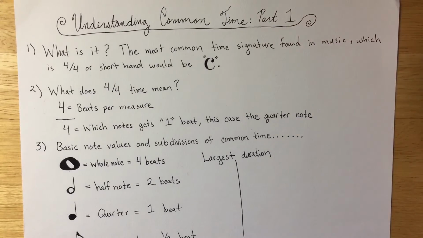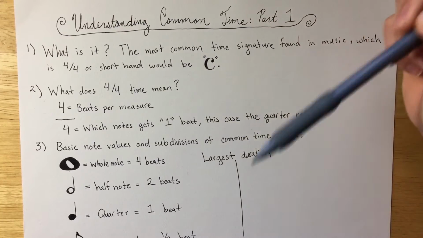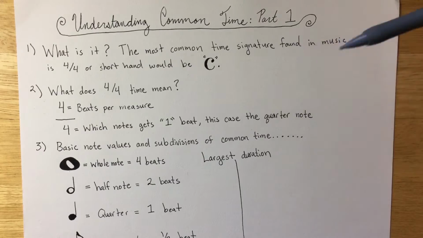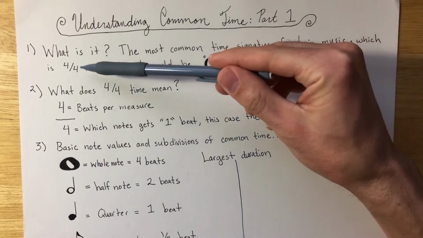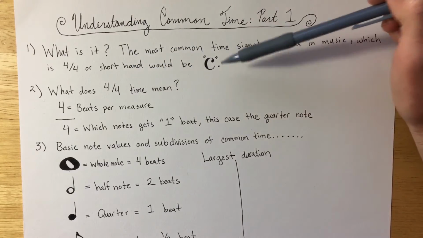The first point I want to talk about is number one here, and it says, what is it? And it essentially is the most common time signature found in music. And that is going to be 4/4. Or you will commonly see it written shorthand as just a C.